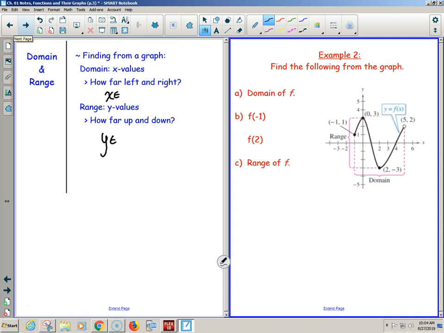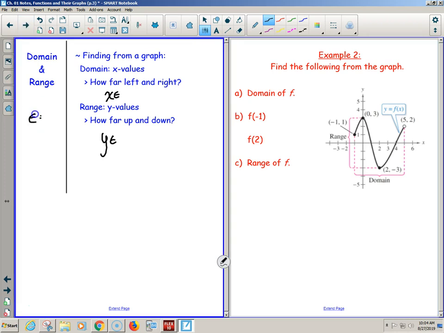When we do x with this little e, or y with this little e, it literally means, if you want to write it down, is an element of. It's basically saying x can be any value inside this given interval, or inside this given set.